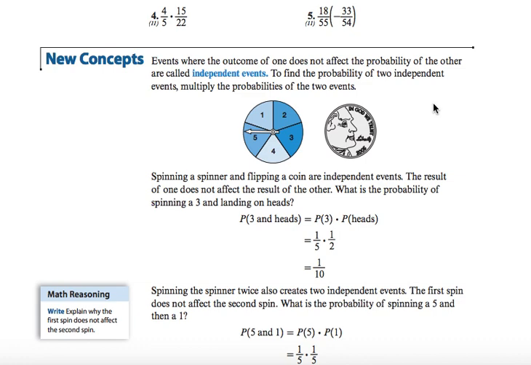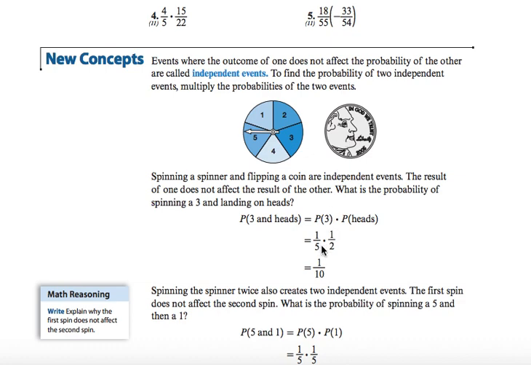What is the probability of spinning a 3 and landing on heads? Well, you have to take probability into account in terms of the total number of outcomes versus the desired outcome. So you're looking for a 3 in terms of 1, 2, 3, 4, 5. So a 3 is 1 out of those 5 possible landing spots. Flipping a coin is 1 out of 2. If you're looking for heads, there's 2 sides to a coin. It's 1 out of 2.